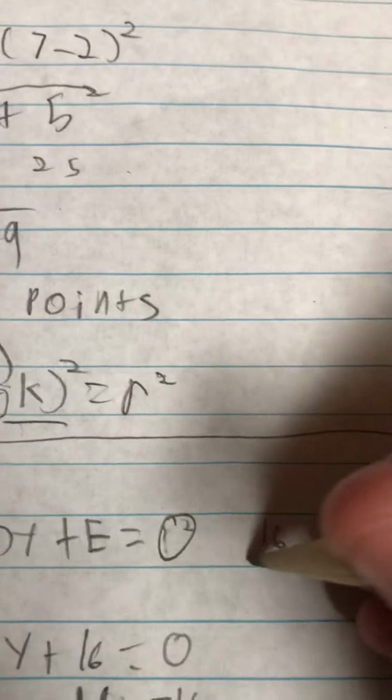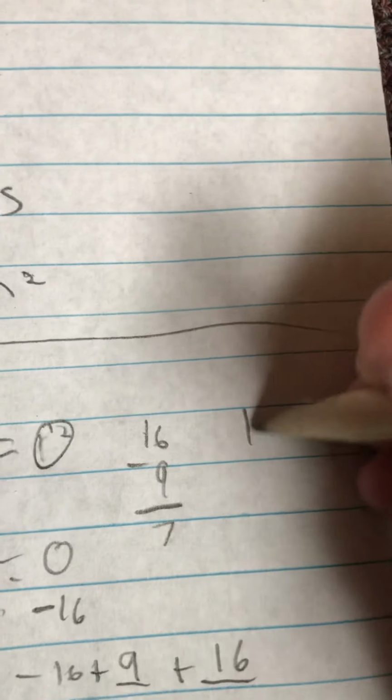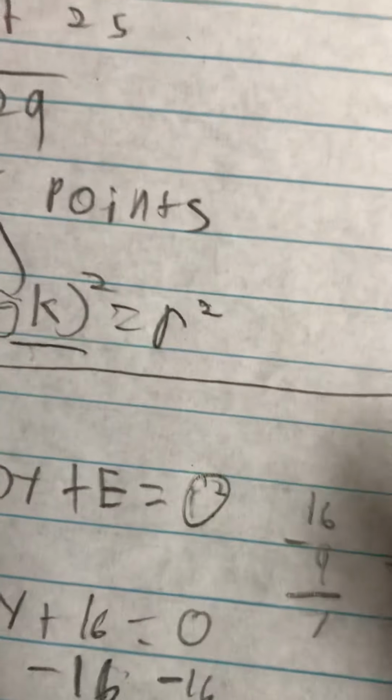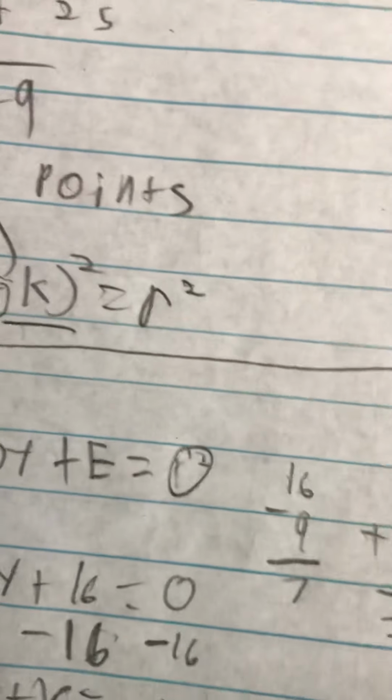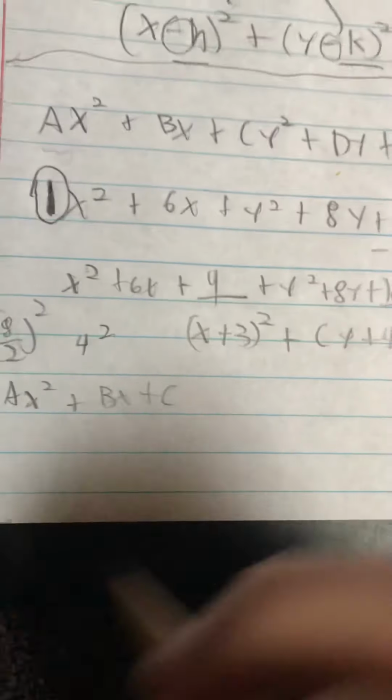All right. So 16 minus 9 is going to be 7. 16 plus 7 is 23. Yeah. All right. So this number also sucks because these numbers came from my head, and numbers from your head are numbers that suck. So equals 23. So that's r squared.